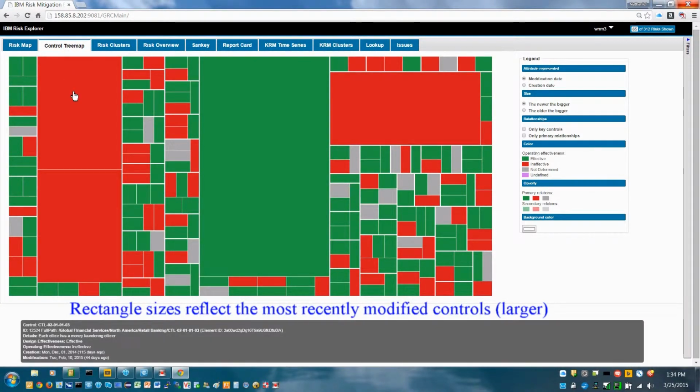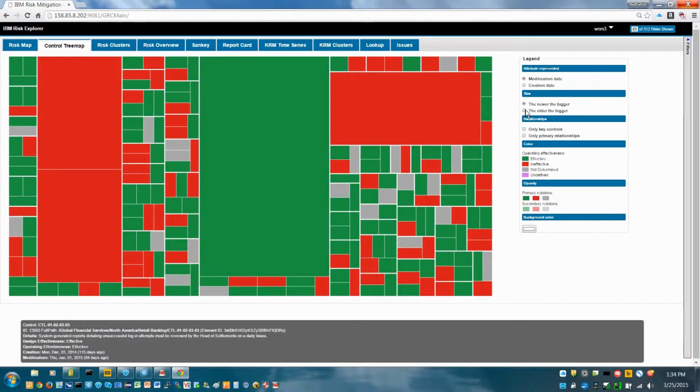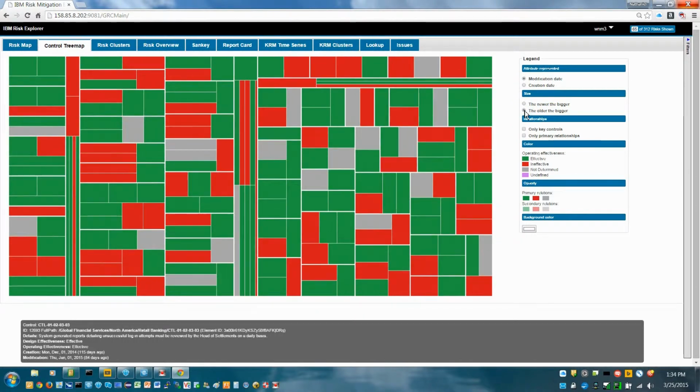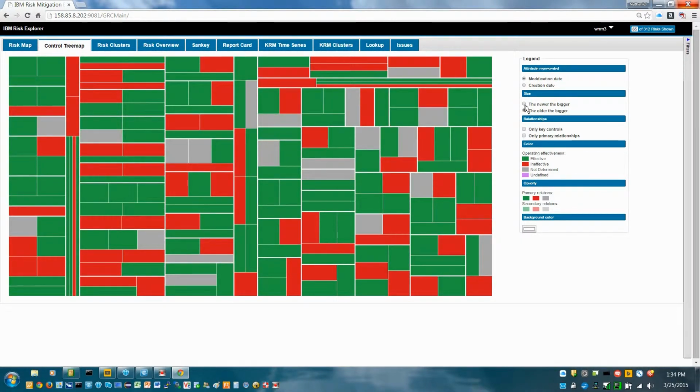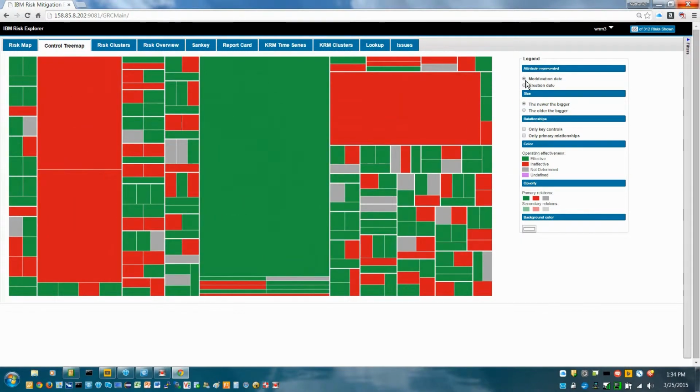This is a different visual analytic to show the controls against a time frame. We're looking at the larger controls were the ones that have been modified most recently, probably having been tested. We can also go back and see which are the controls that haven't been acted on over a period of time.